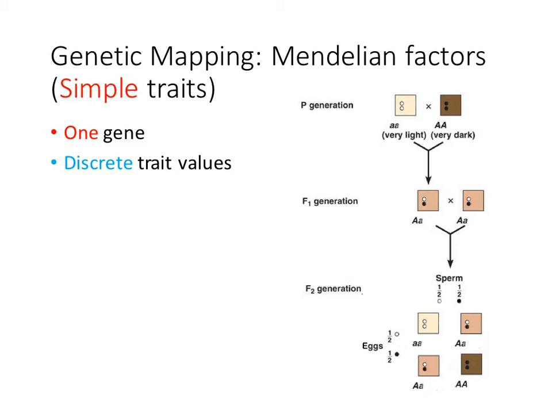Genetic mapping. So this is a quick couple slide review of what we talked about a week and a half ago. And the idea here is that one of the main goals of geneticists is to try to figure out what genes cause particular traits. This is especially important for finding genes that cause diseases. So how do we do that?